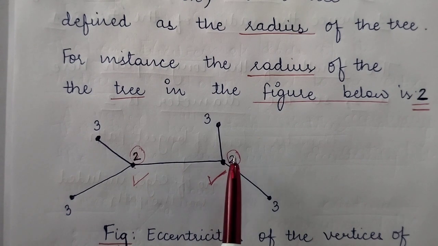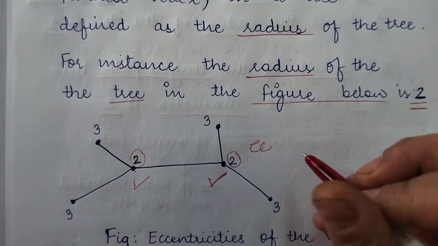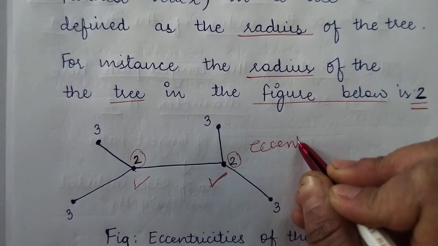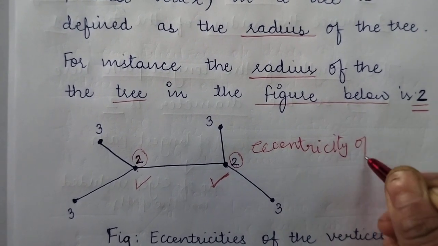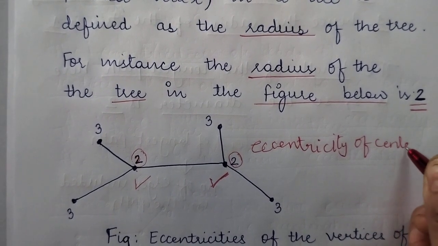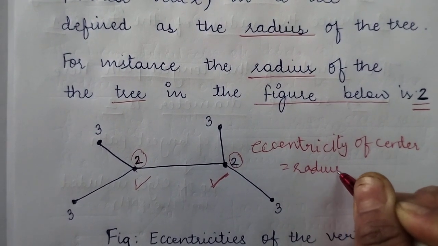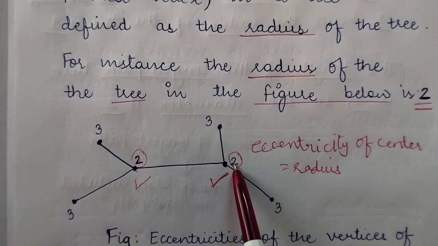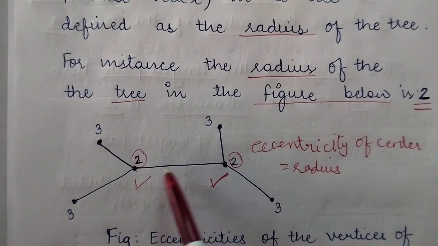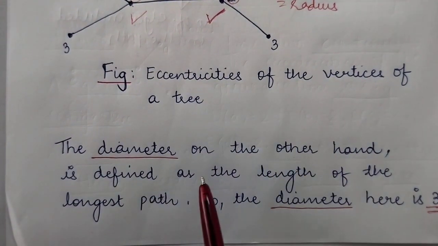And as I said, the eccentricity of the center is equal to the radius of the tree. So therefore I can say that the radius of this tree is 2, because the eccentricity of the center is 2. Next we will see the diameter of a tree.